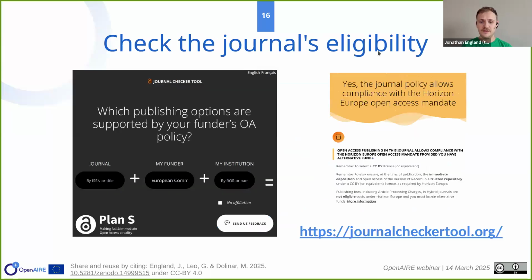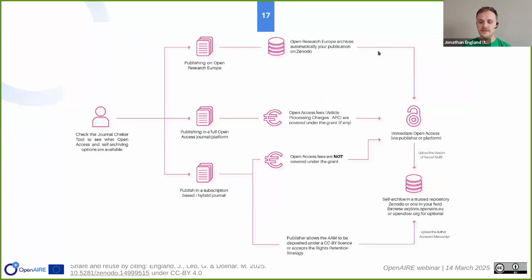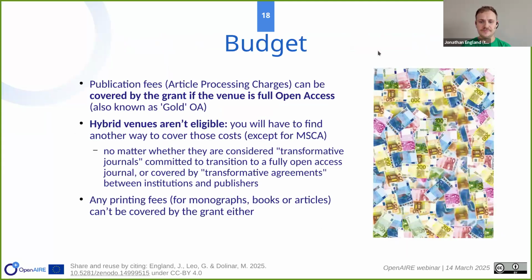You can check all this on the journal checker tool, where you would just put, my funder would be European Commission, and you put the journal, and it will tell you if it's eligible or not. So this again is just a diagram to visually see. This is for reference also.